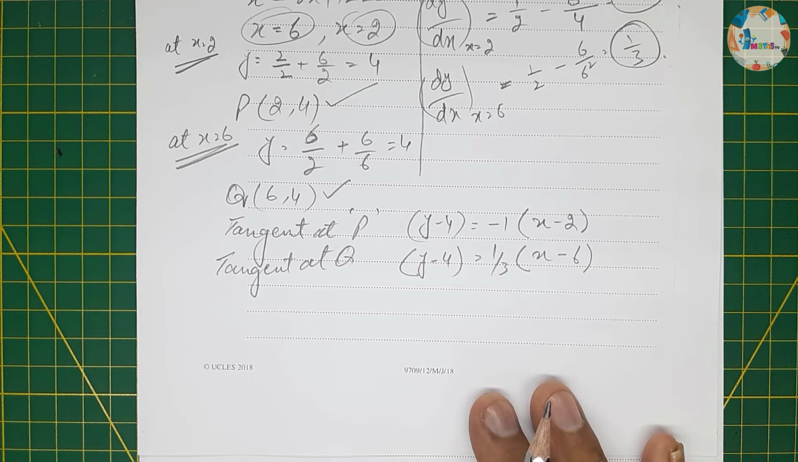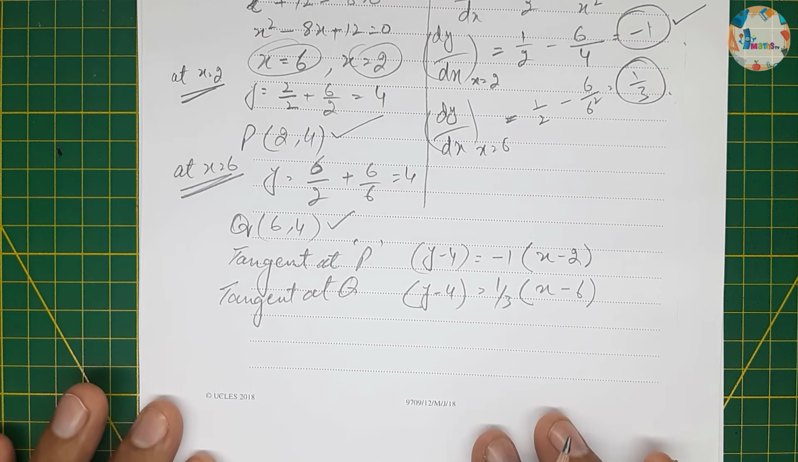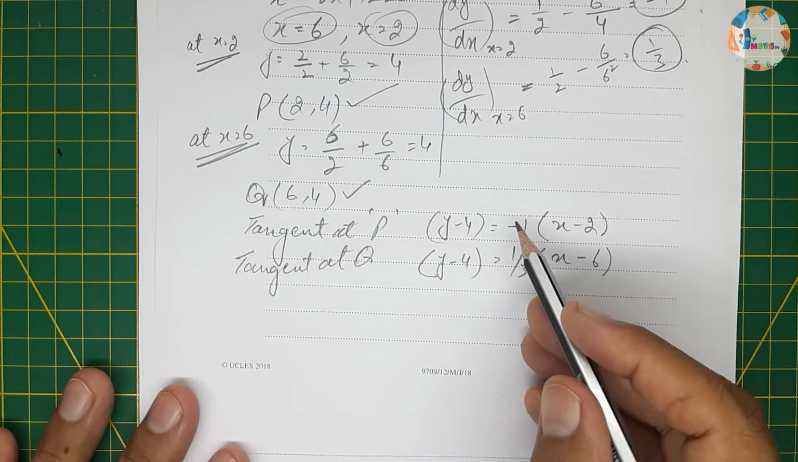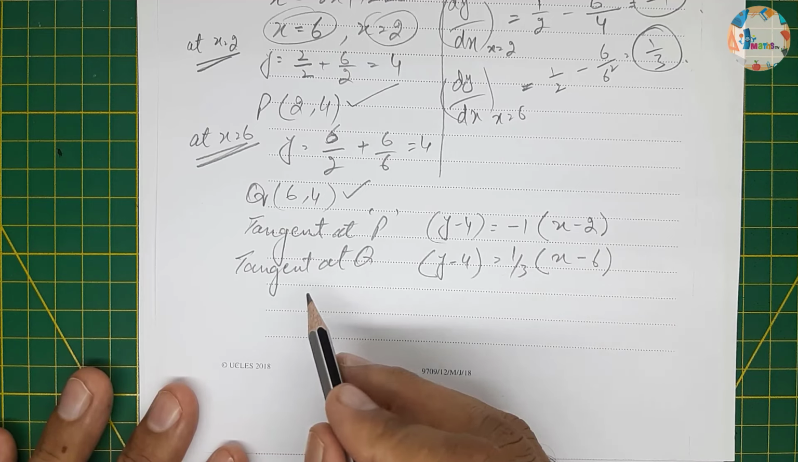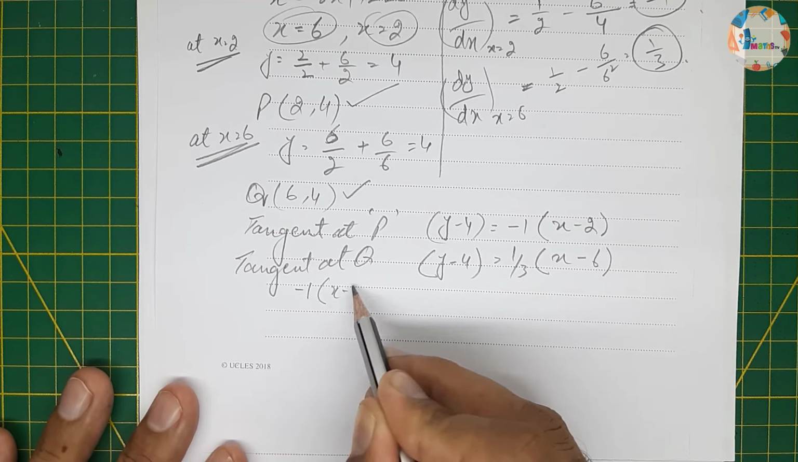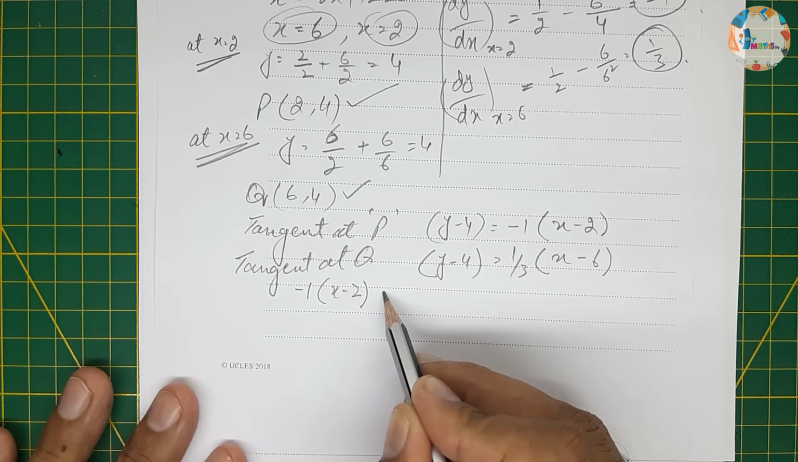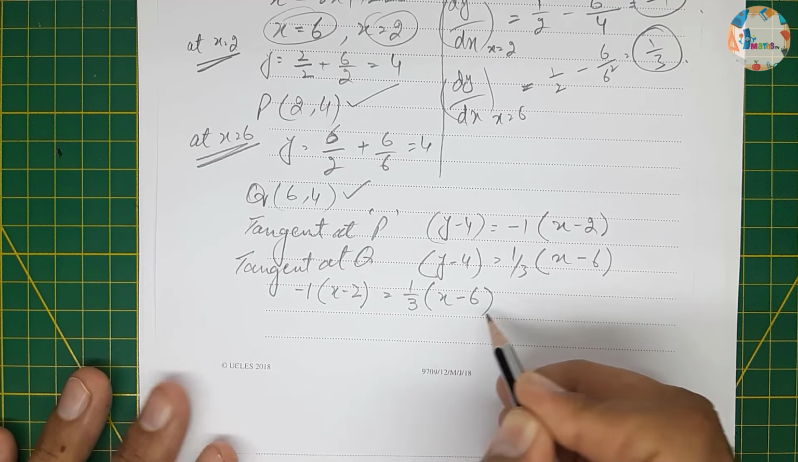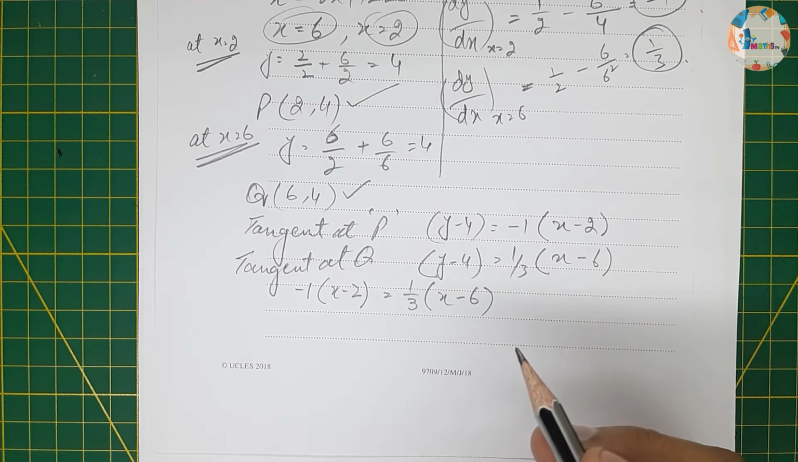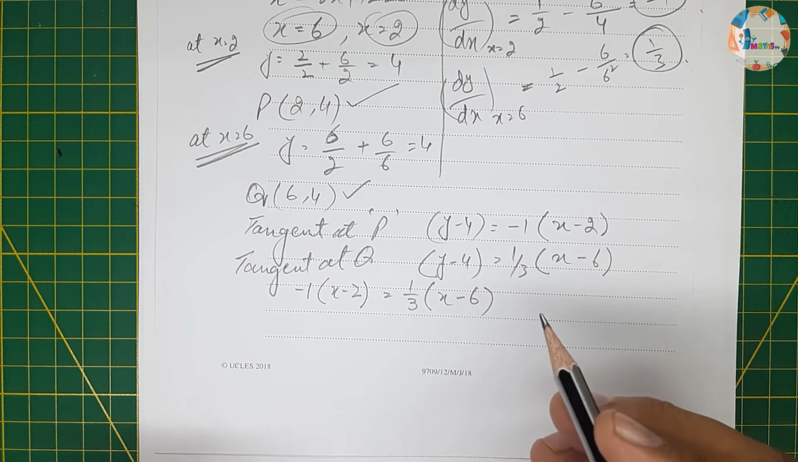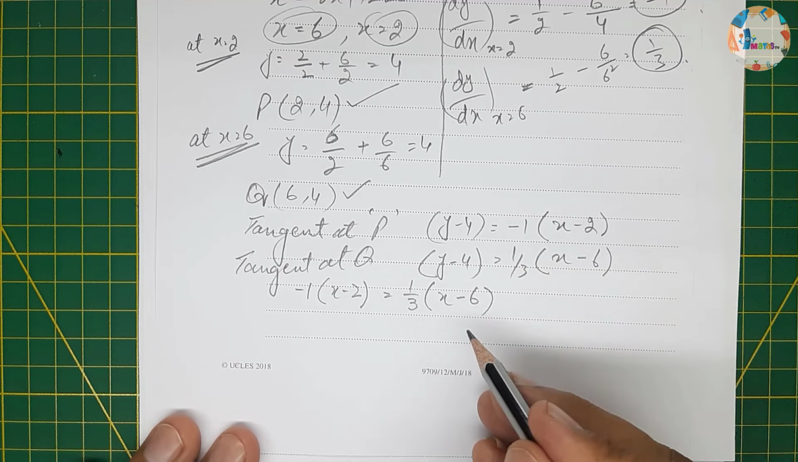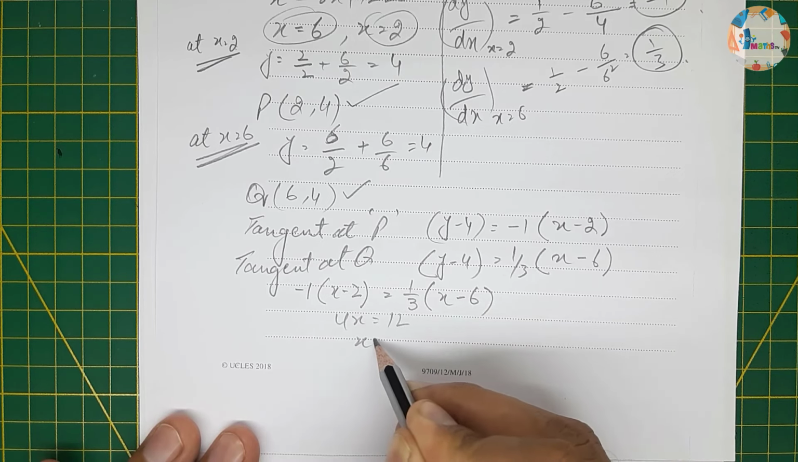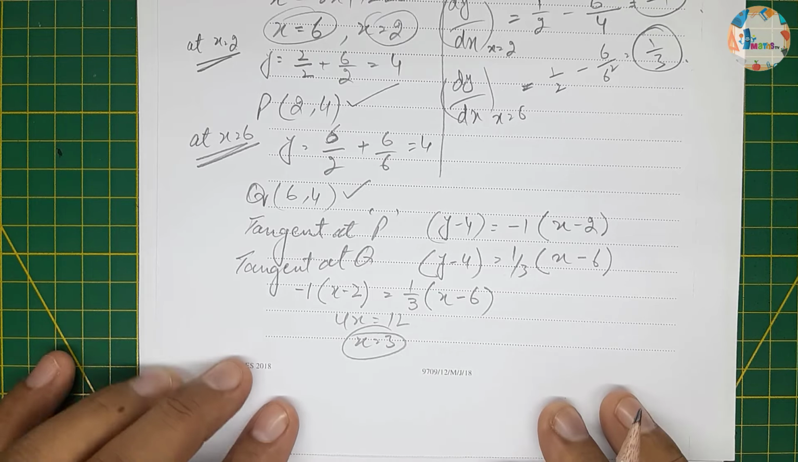Now they are saying that the tangents of the curve meet at the point. Meet at the point means they are equal. So these two are equal to each other. So minus 1 into x minus 2 is equal to 1 by 3 into x minus 6, and we can solve this one and find the value of x. So from this one we can get the equation 4x is equal to 12, so x is equal to 3. So this will be x is equal to 3.